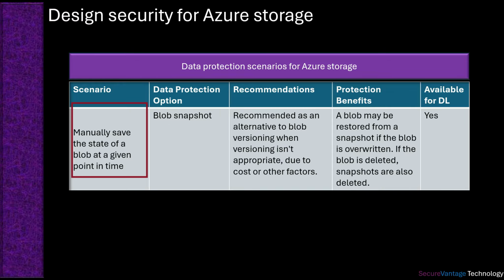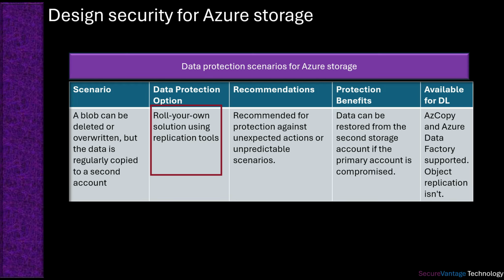Next, data protection scenarios for Azure Storage is manually save the state of a blob at a given point in time. Imagine you take a snapshot of your document at a specific moment. If you mess up the document later, you can restore it back to that snapshot. That's essentially what blob snapshots do. They are like creating a save point in a video game, which allows you to revert to that exact state if needed. It's a great alternative when versioning might be too costly or complex for your needs.